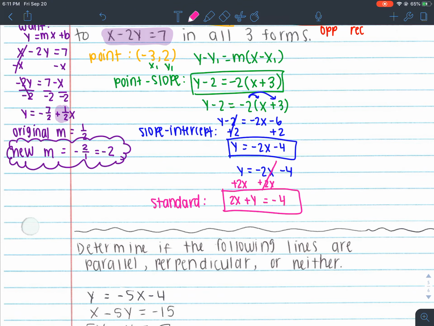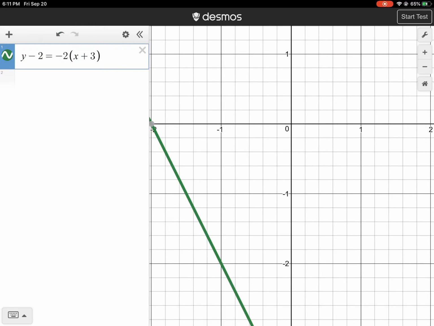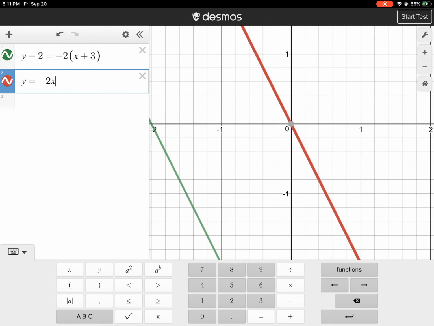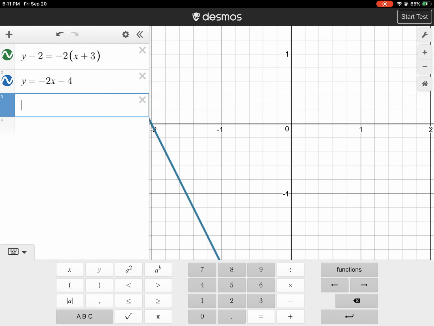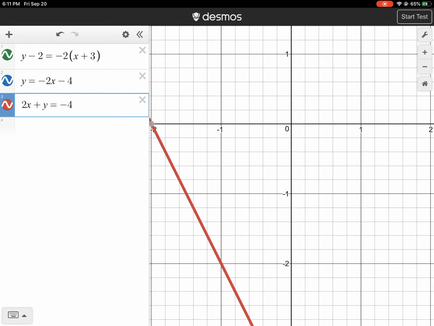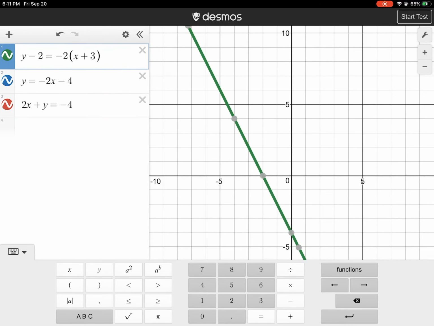Okay, so let's check in Desmos to see if our green, our blue, and our pink lines are all actually equivalent to each other. So I'm going to go ahead and type these all in. Our green one is y minus 2 equals negative 2 times x plus 3. Make that green because that was our point slope. Our slope-intercept form was y equals negative 2x minus 4, and that was in blue. And then our standard form was 2x plus y equals negative 4. And then we're going to make this red, because we don't have pink, right? Hit my home button real quick, and if I tap between all 3 lines, I notice that they're all exactly the same. They all are the same line, so that means I converted correctly.